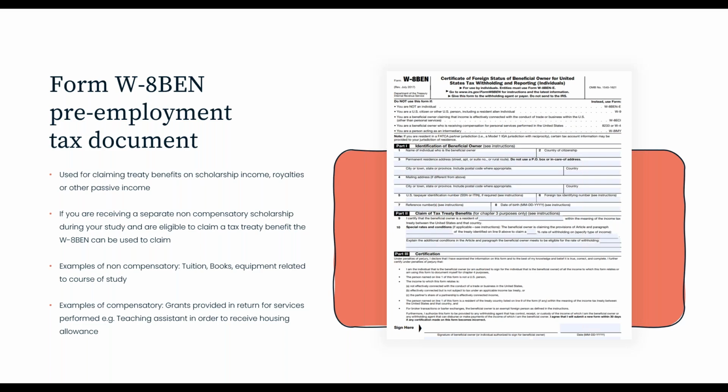And when we're talking about non-compensatory scholarships, it can include scholarships for tuition, housing allowance, books, etc. Whereas the compensatory scholarship would include things like grants provided in return for services. It could be a teaching assistant role. All of that is covered under compensatory scholarships.